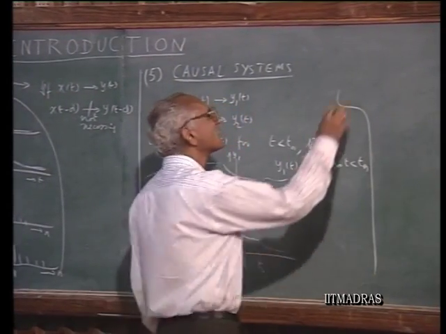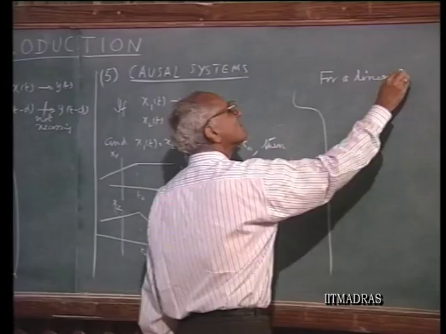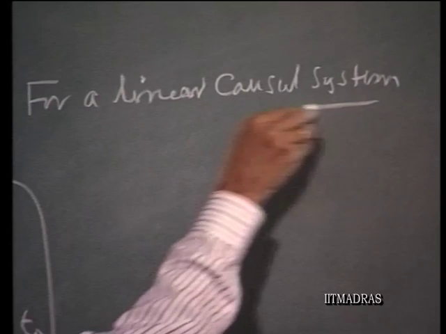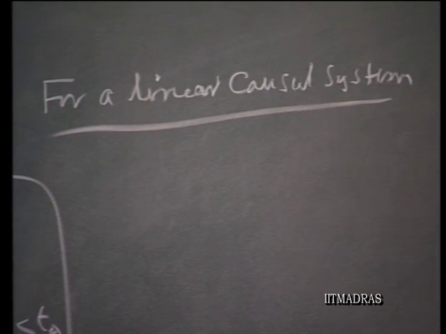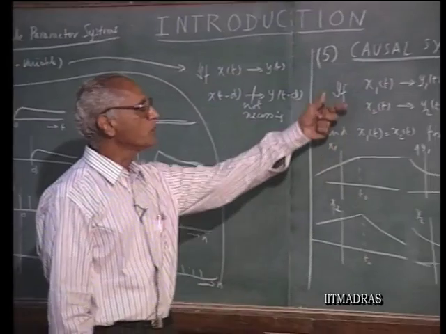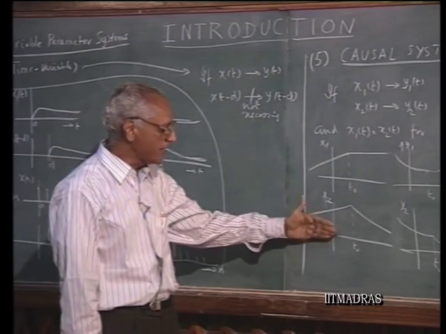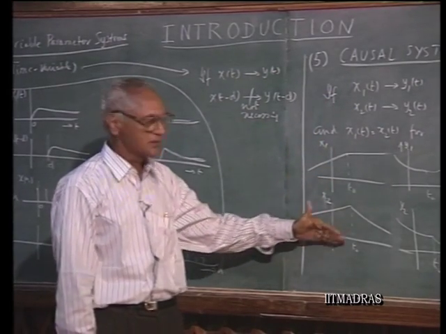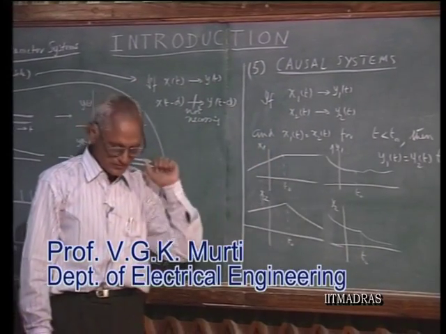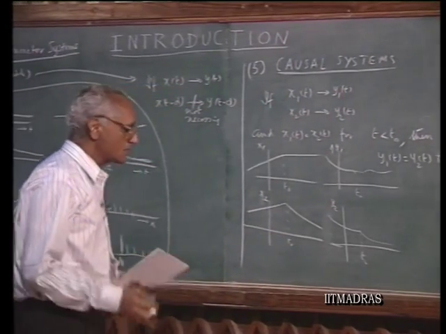In particular, for a linear causal system, if the system is not only causal but also linear, then you can easily see that if I have an input which is x1 minus x2, which means up to time t naught x1 minus x2 is 0, then the output must also be 0, because if we superpose these two, this will also be 0. Or we can take t naught as equal to 0 as a general case.